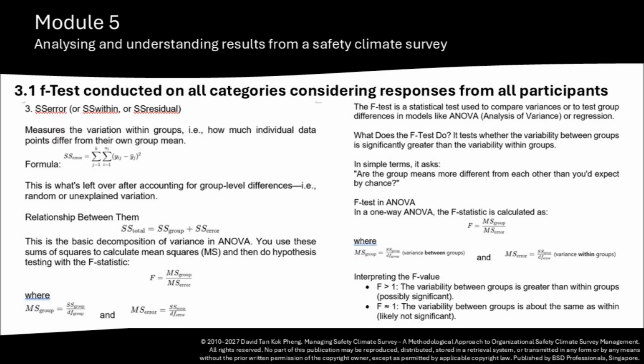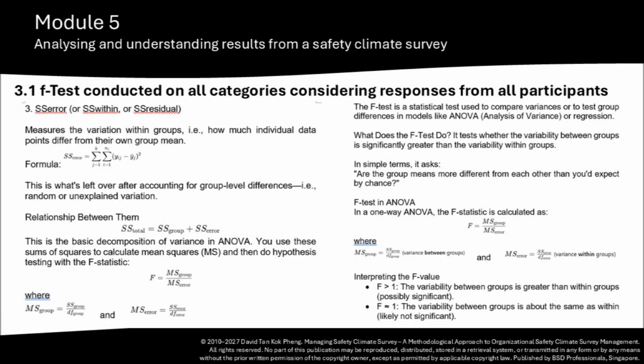The F-test itself is used to compare variances or test whether there are significant differences between group means, particularly in ANOVA or regression analysis. In simple terms, the F-test answers the question: are the differences between group means larger than what we would expect by chance alone?